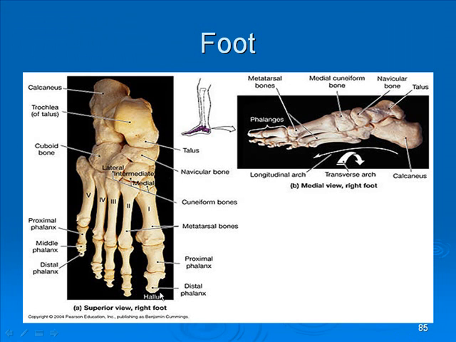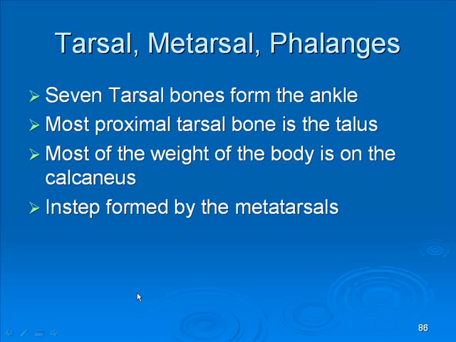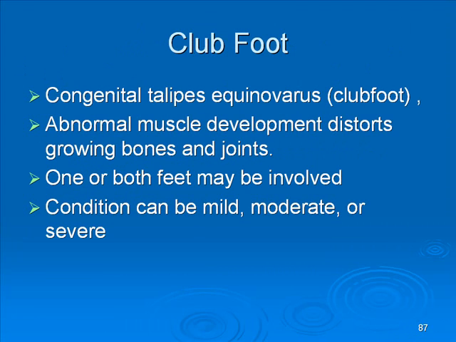Only 2 phalanges follow the large metatarsal bone, a proximal and a distal. And then the others have not only a proximal, but also a medial and a distal, so the others all have 3. Tarsal, metatarsal, and phalanges. 7 tarsal bones from the ankle. The most proximal tarsal bone is the talus, which you do have to know. Most of the weight is borne there, and the articulating surface is the trochlea.